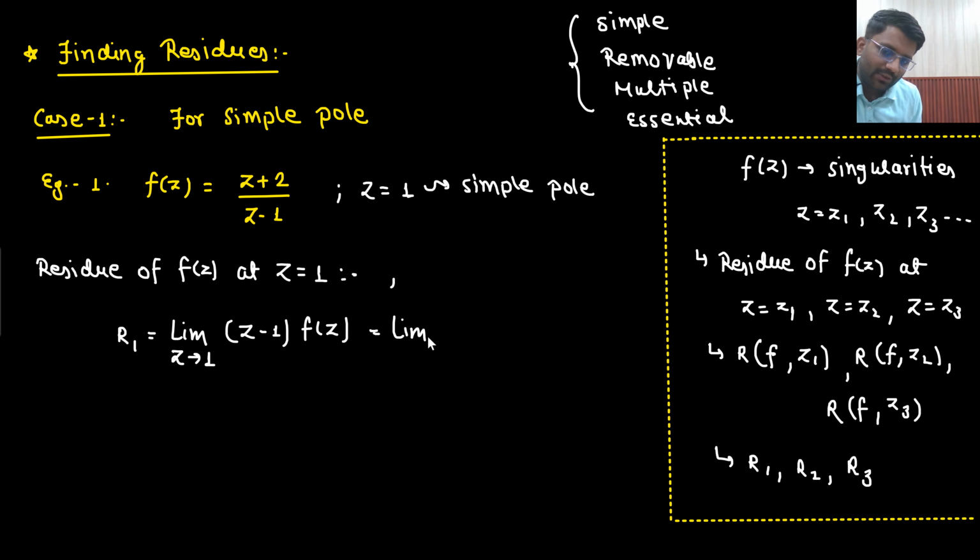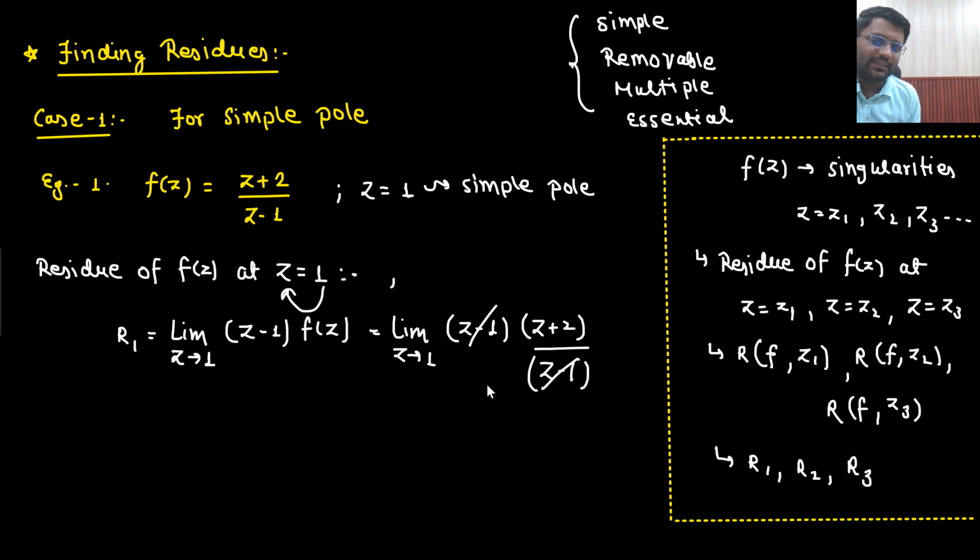Sir, the problem is at z equals 1. So limit z tending to 1. You will multiply your function with z minus 1. What will you get? Multiply this function, which is z plus 2 upon z minus 1, with z minus 1. So this and this get cancelled out, because if you take this side, z minus 1 equals 0 means you need to multiply with the factor of z minus 1. So this and this get cancelled out.